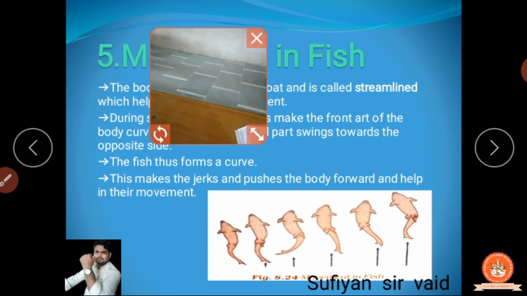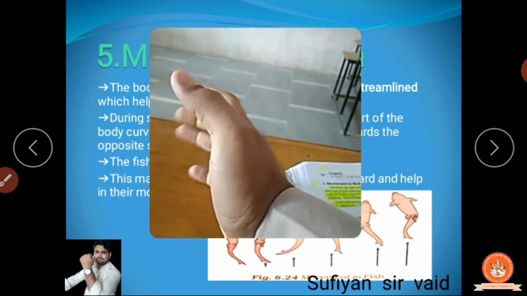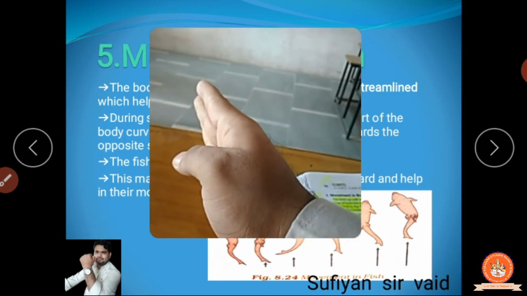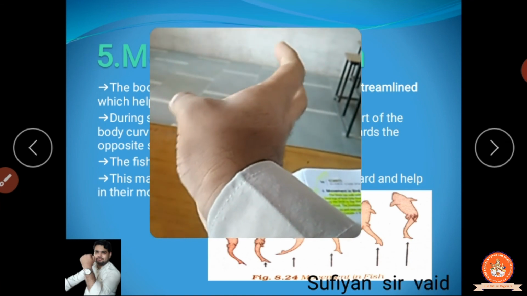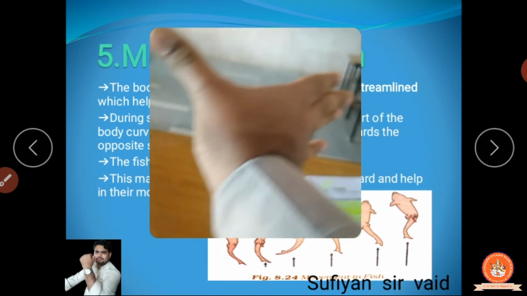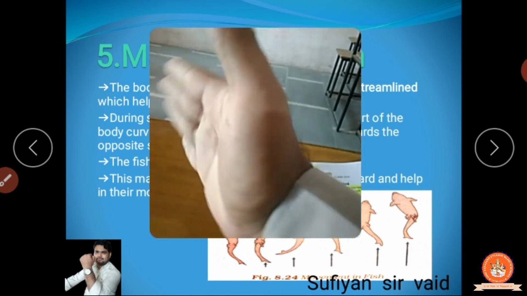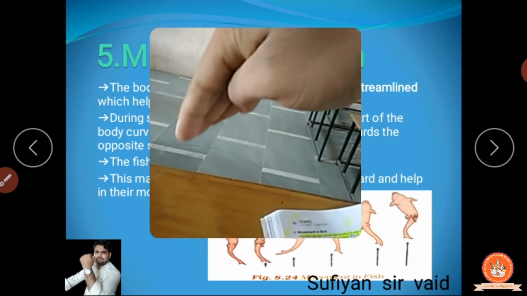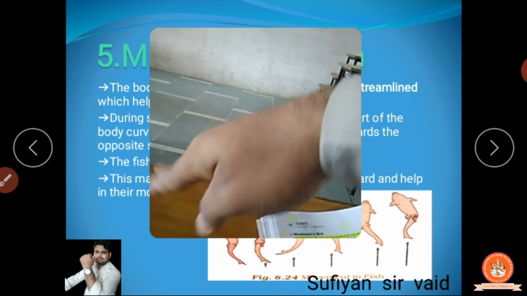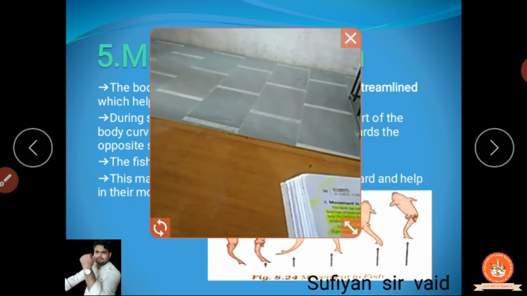This is my hand. Clear? Like a fish. You can just think this is a fish. If I want this direction, then my back portion, or you can say the thumb, is in the opposite direction. Now this is in the opposite direction. So if you are making a wave line, clear? So अगर ये नीचे गया तो बैक पोर्शन ऊपर आएगा, ये ऊपर गया तो बैक पोर्शन नीचे आएगा. So they make it streamlined. Clear?